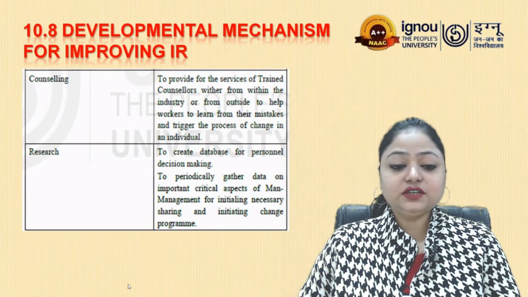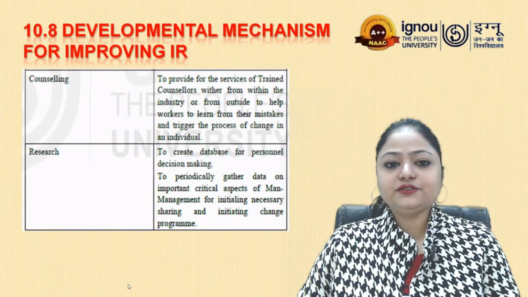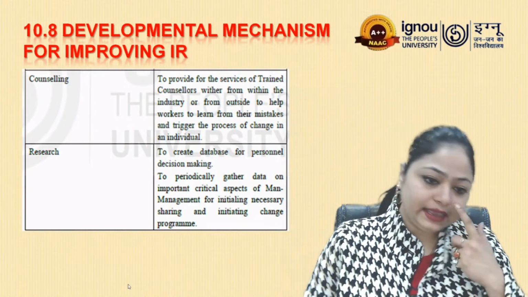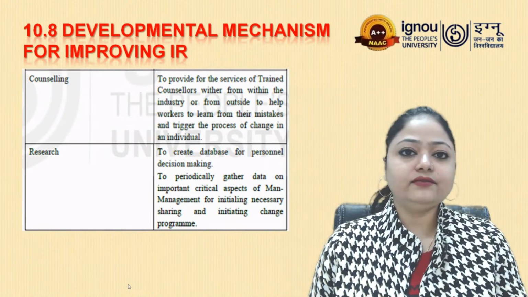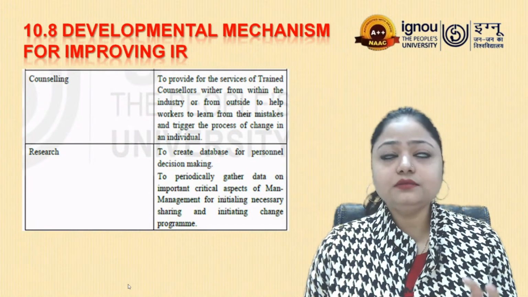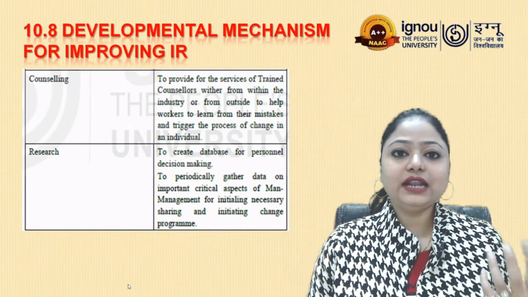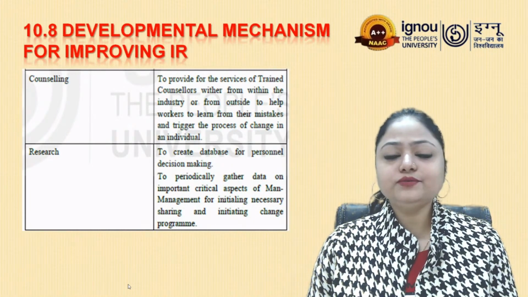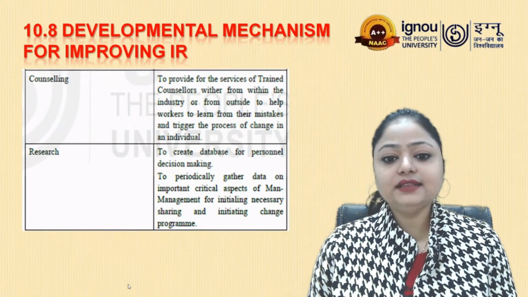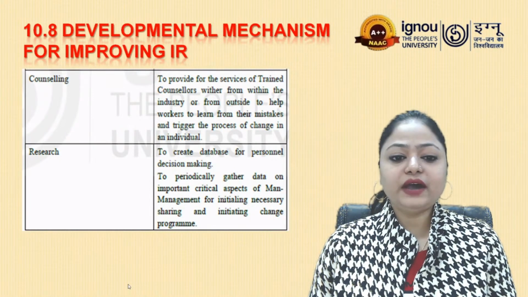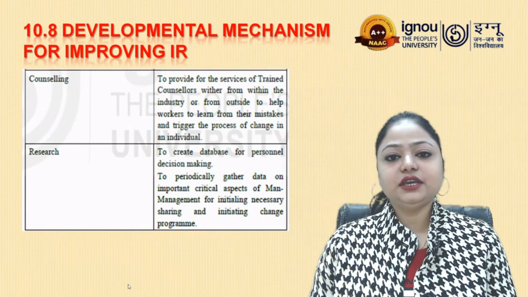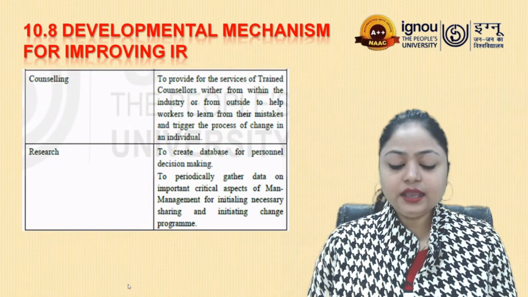Then the last one is research. It is meant to create a database for personnel decision making. We have HRIS, which is the Human Resource Information System. Then we have human resource audit. Then we have human resource accounting system. So these are the various ones. Then we have job analysis, then we have climate analysis. So these are the various types of research which can be conducted periodically to gather data on important critical aspects of management and union, and initiate necessary sharing and change programs in the overall organizational environment.